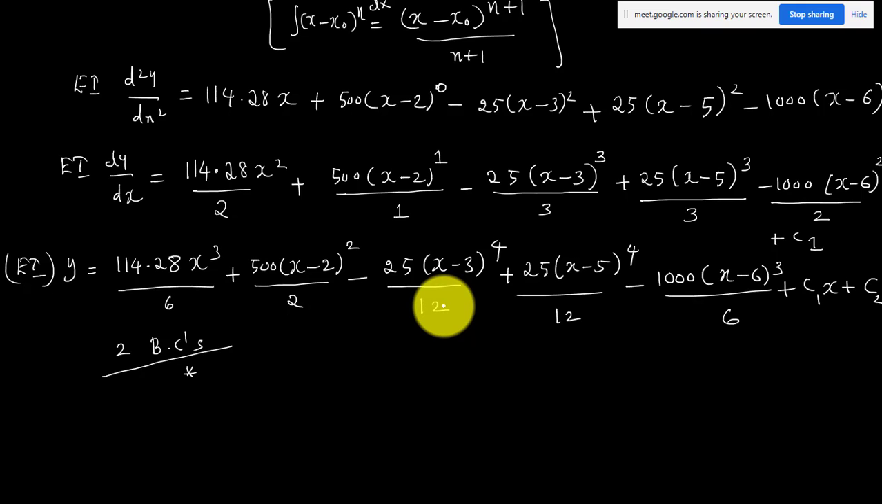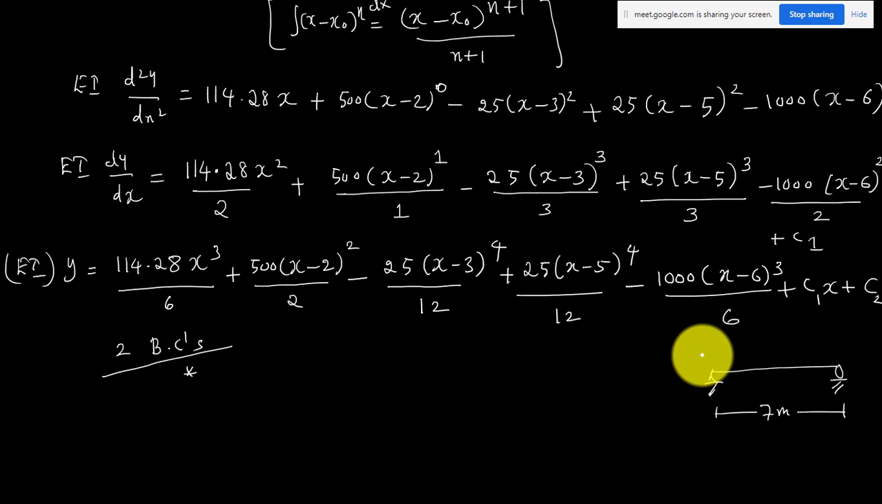If you know the moment or deflection at some point, that can be a boundary condition for your problem. In our case we have a simply supported beam of 7 meters. If you take support A and support B, what will be your boundary condition? You will have the boundary condition at both supports. At both supports, your deflection will be 0.